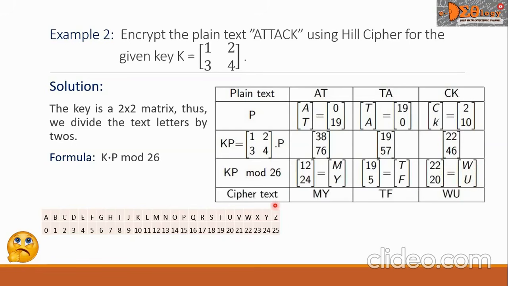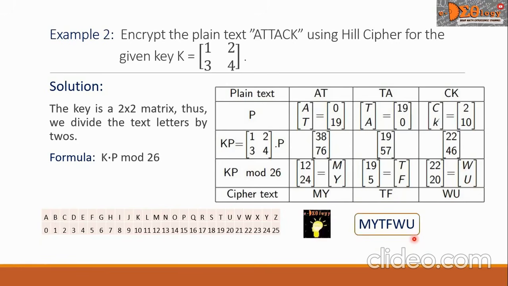So the cipher text will be MY, TF, WU. Just put together the three groups and we have this M, Y, T, F, W, U. This is the final answer.